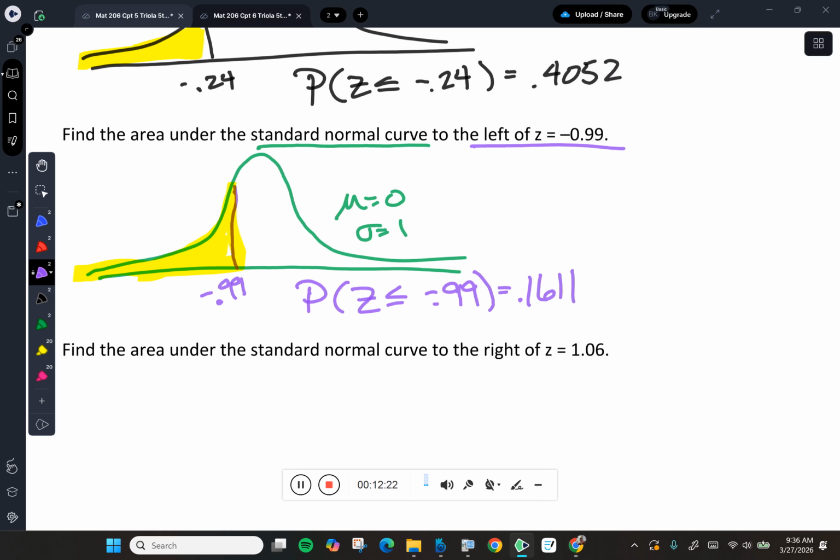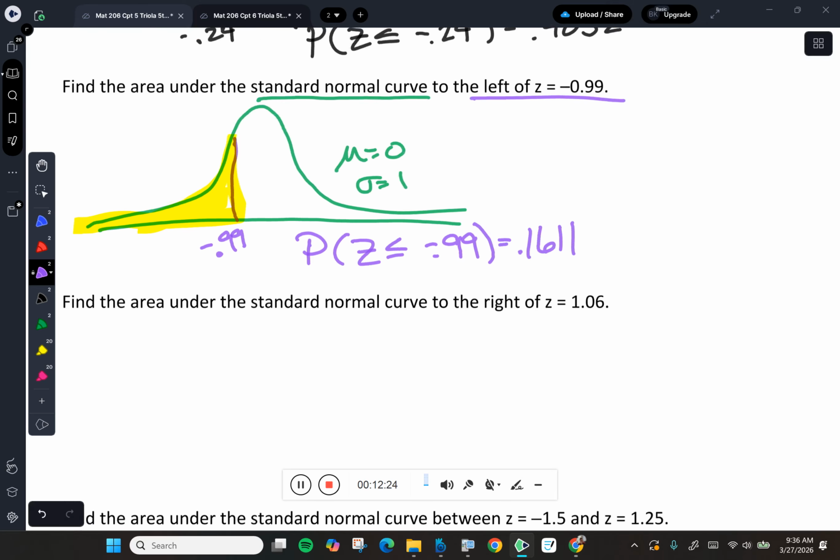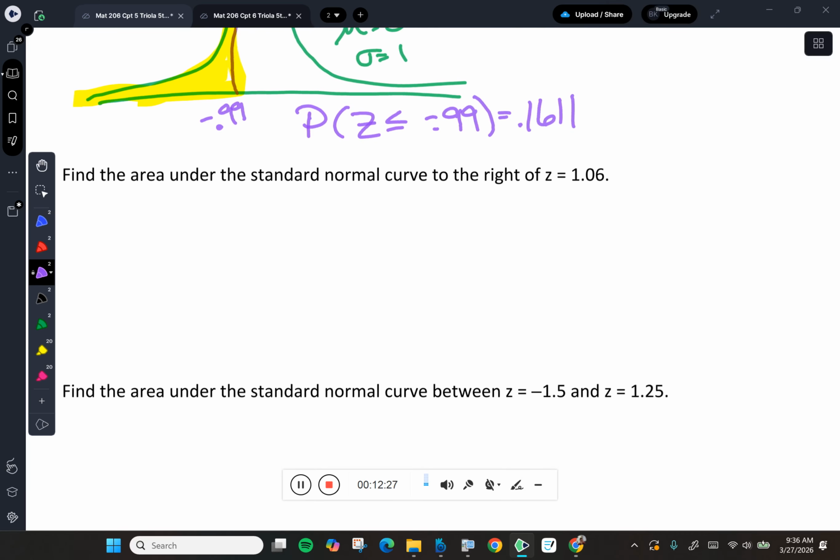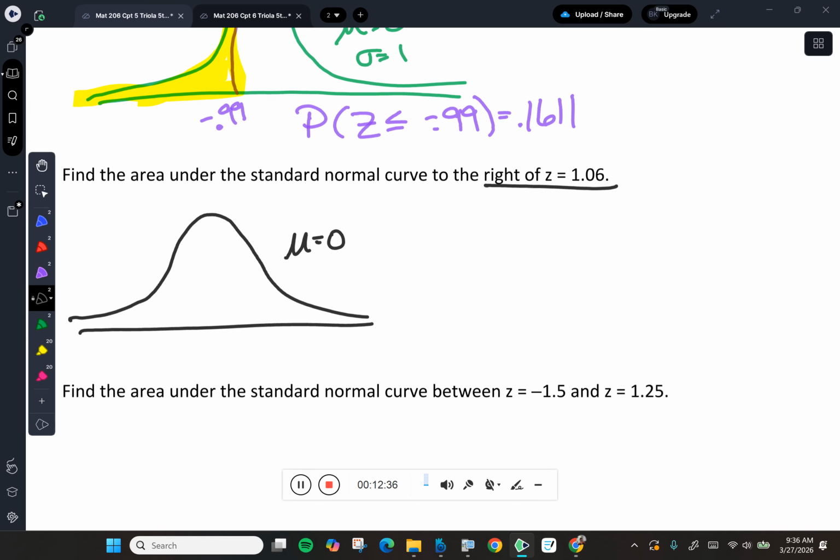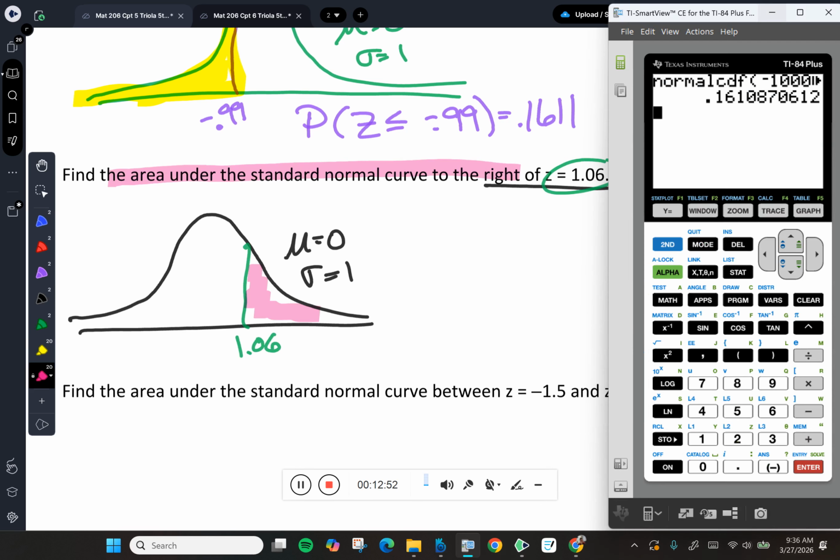Okay. These aren't too bad. All right. Find the area under the standard normal curve to the right. So a right tail problem. Standard normal curve, mean is 0, standard deviation is 1. My z-score is 1.06, so that's somewhere over here to the right, and they want the area under the curve to the right of that. It's a right tail problem this time. That's okay. I know how to do those too.